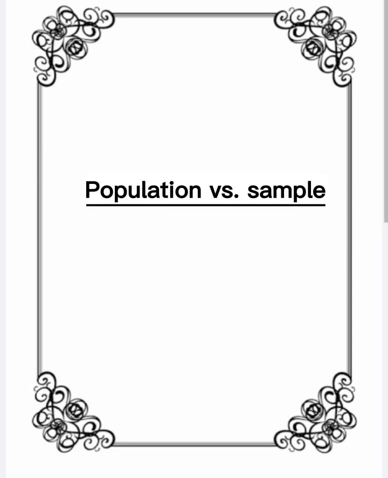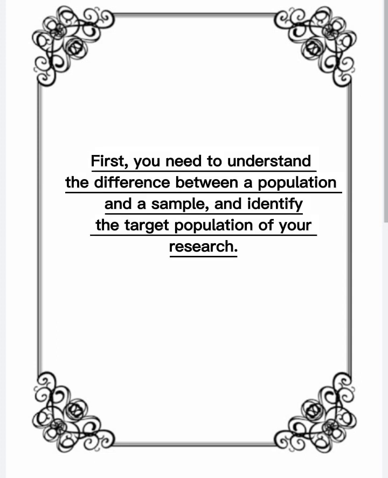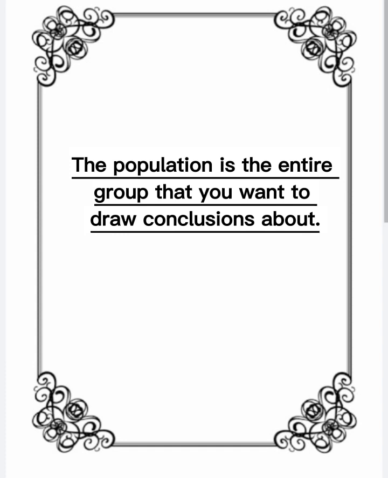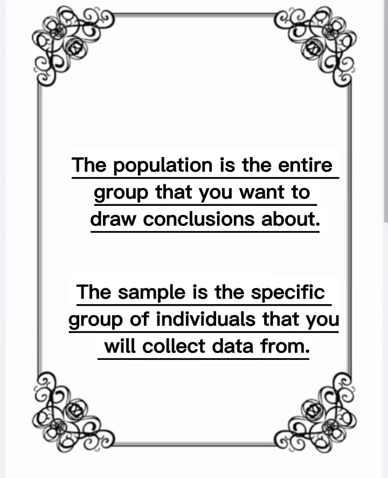Population versus sample. First, you need to understand the difference between a population and a sample and identify the target population of your research. The population is the entire group that you want to draw conclusions about. The sample is the specific group of individuals that you will collect data from.